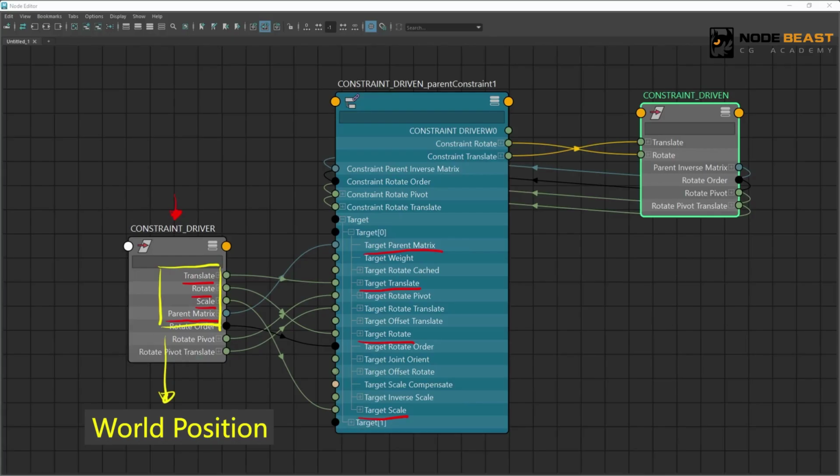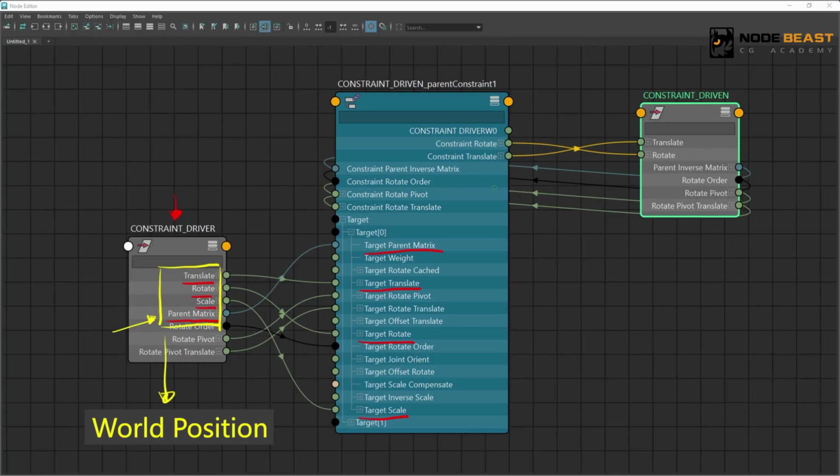This actually helps explain one of the behaviors we saw earlier, that our driver object, no matter how many parent objects are above it, and no matter which parent object's position changes, it will always affect our driven object. This is what we were talking about. The driver object's world position will affect the constraint object's position. Why does this happen? It's because it's not just translate, rotate, and scale that are part of the calculation. The parent level's position is also part of the calculation. And that's what gives us this result. Because in the end, it's calculating the driver's world position.